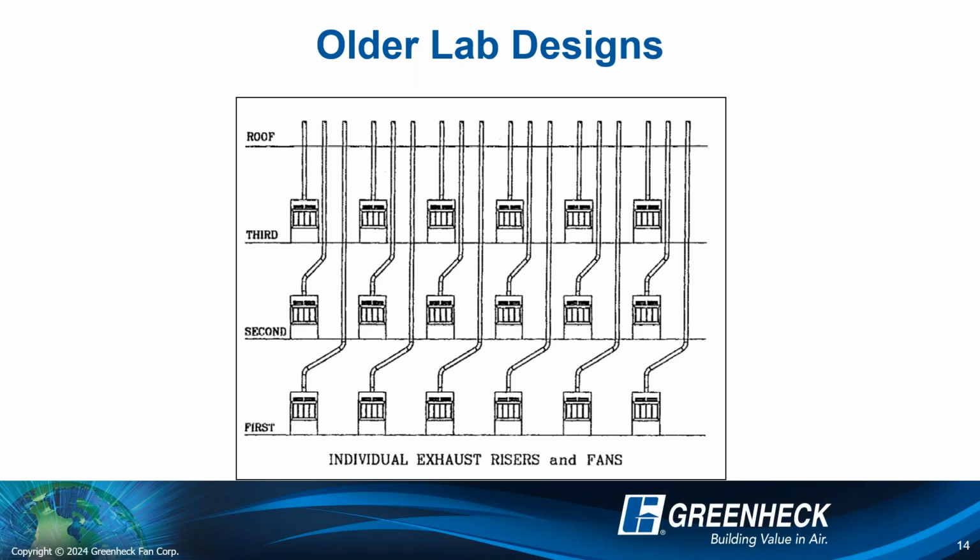So the pros and cons of that system is that if one of these hoods isn't pulling the appropriate amount of air, you could track up to the fan and maybe find the fan isn't turned on, or the belts are off, or it needed some type of maintenance. On the other hand, now when you have 50 hoods and 50 fans, there's a lot of maintenance.